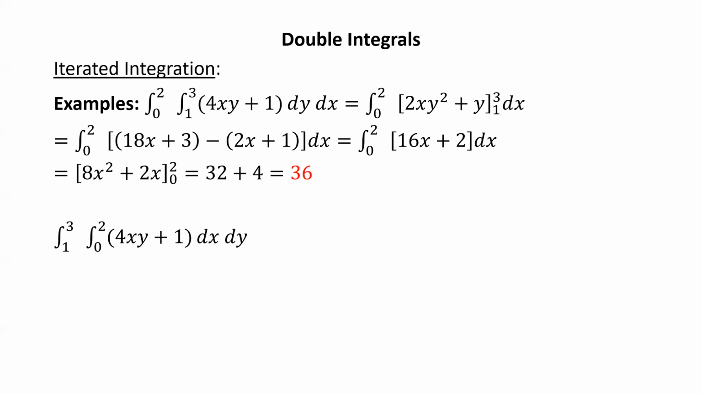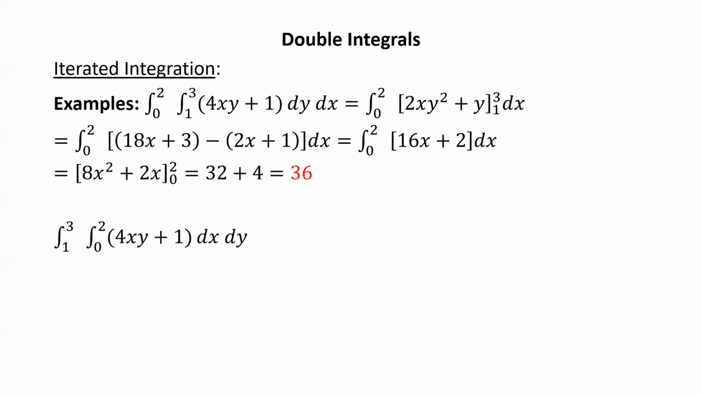For the second one, notice that the integrand here, 4xy plus 1, is the same. All we did was switch the order of integration. We have dx dy instead of dy dx, and we interchanged the limits on our integrals to be the reverse of what they were in the first example.